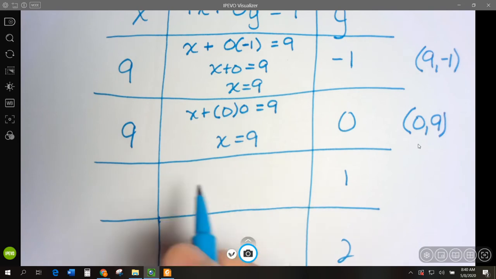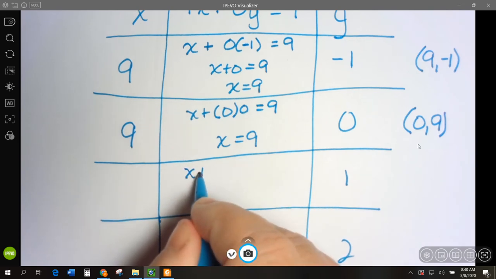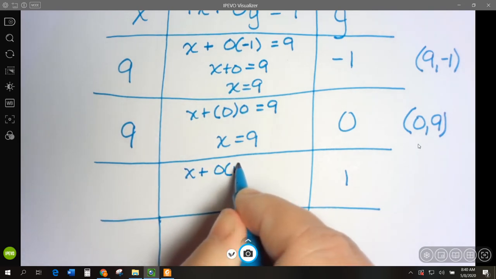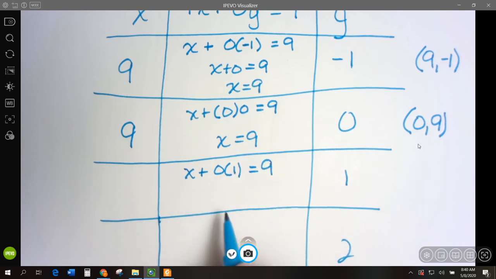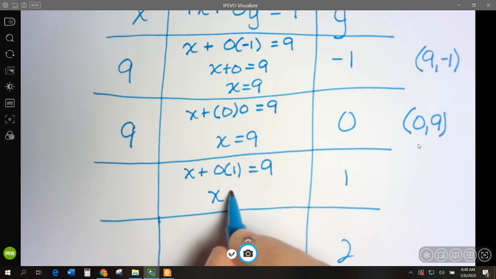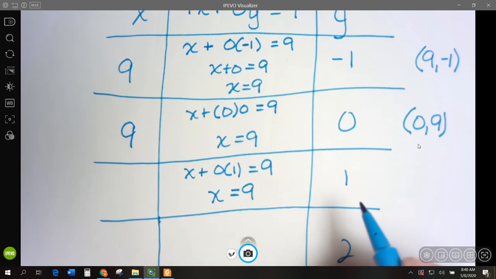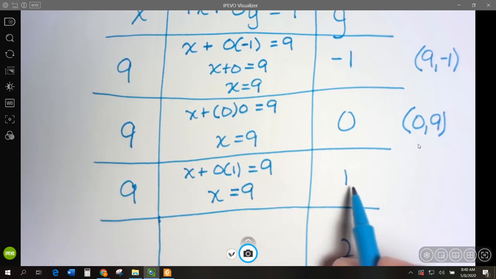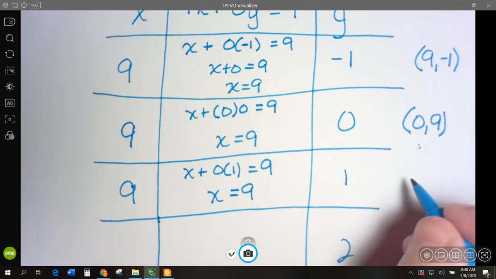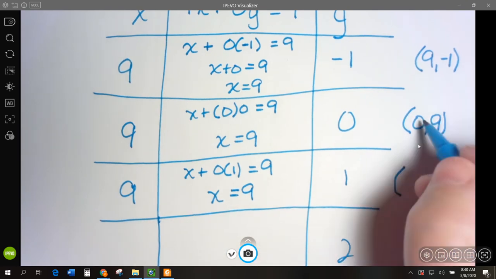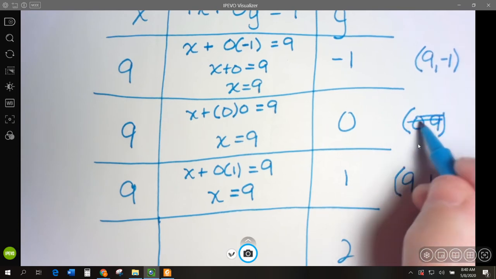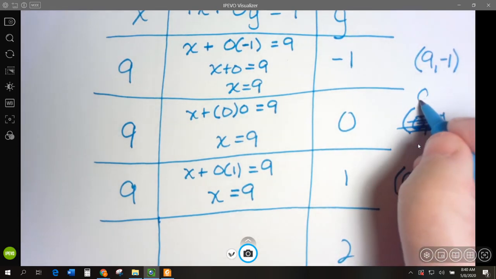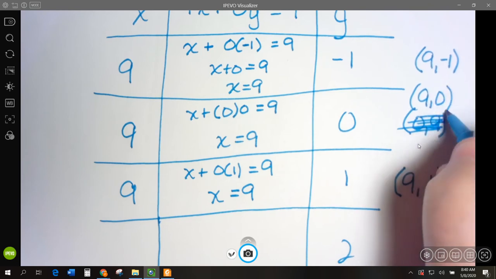If y is 1, we'd have x plus 0 times 1 equals 9. 0 times 1 is 0. X plus 0 is just x equals 9. So when y is 1, x is 9. So we have 9, 1. And up here I did this one wrong. It should be 9, 0.